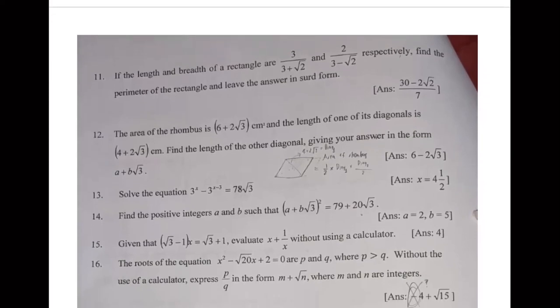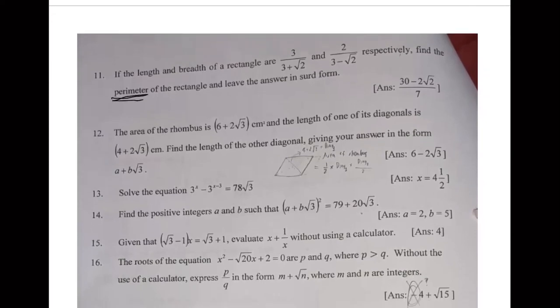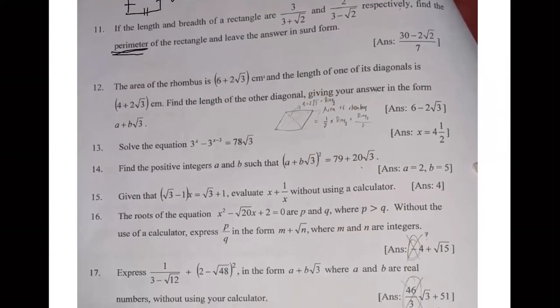Question 11. You know what's a perimeter? Like the sum of all the sides. Yes, correct. So length and breadth. Here you got L, here you got B. So it's really just 2 times L plus B, or 2L plus 2B. Perimeter. Okay, then you can do that question on your own.